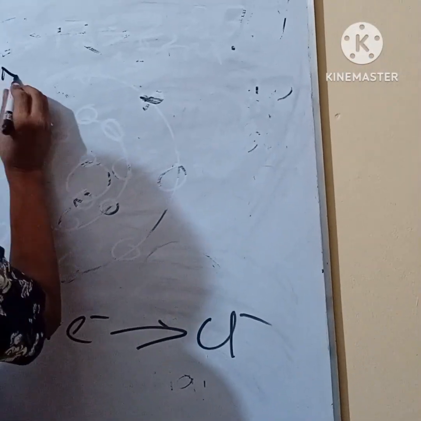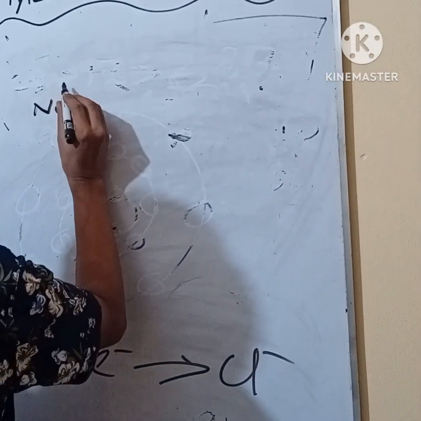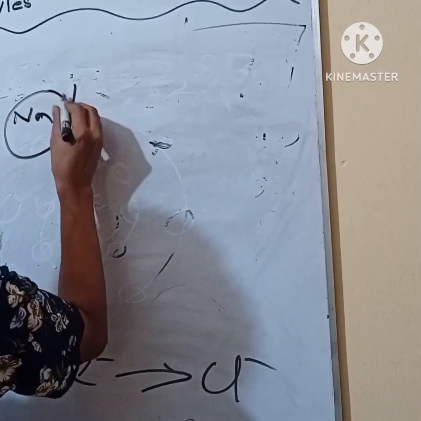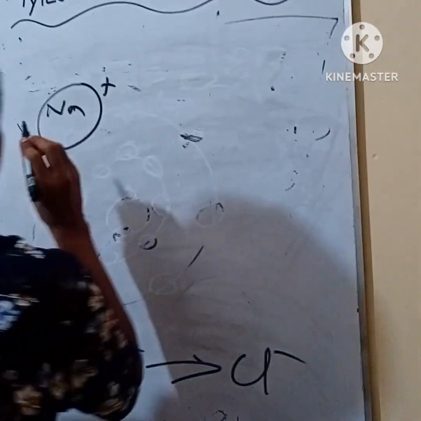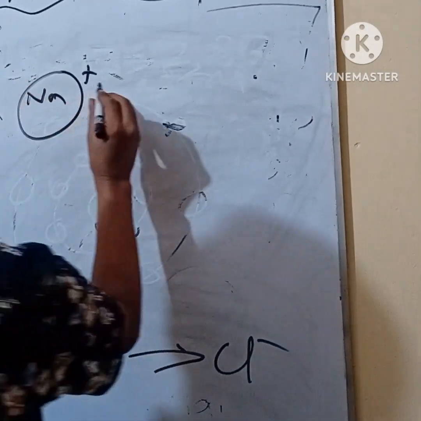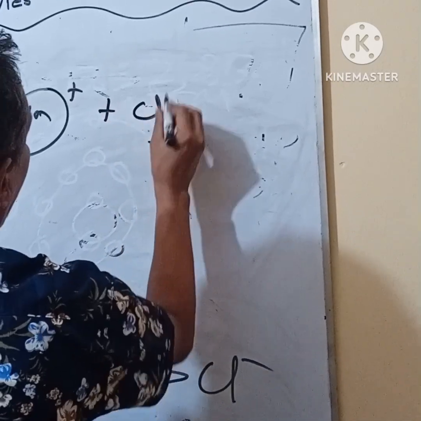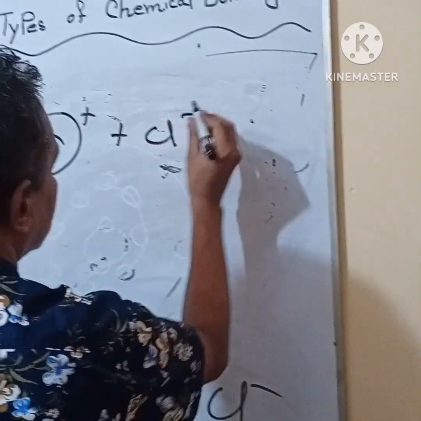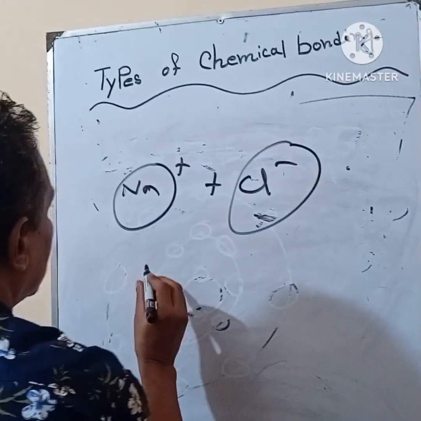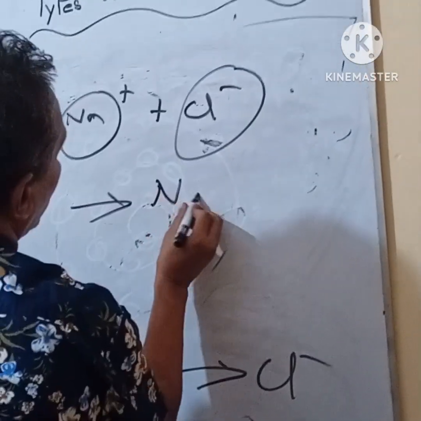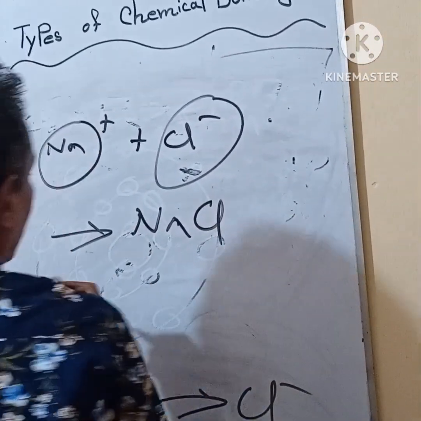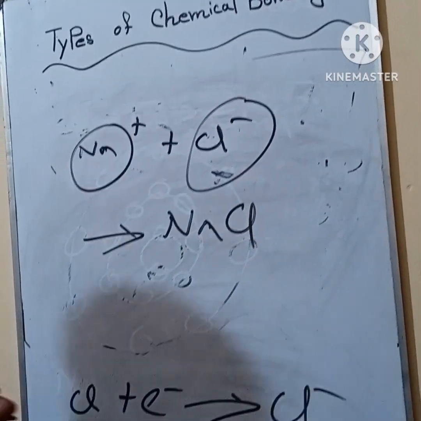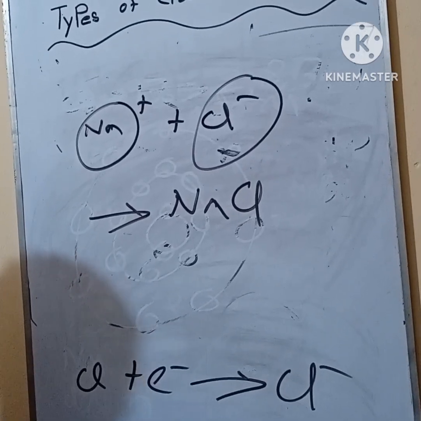Now sodium forms a sodium ion, a cation, and the chlorine forms a chloride ion, and they form sodium chloride. It is an ionic bond.